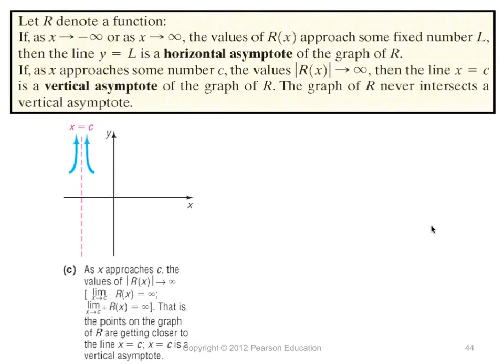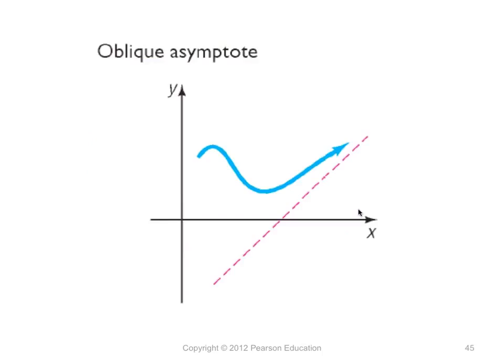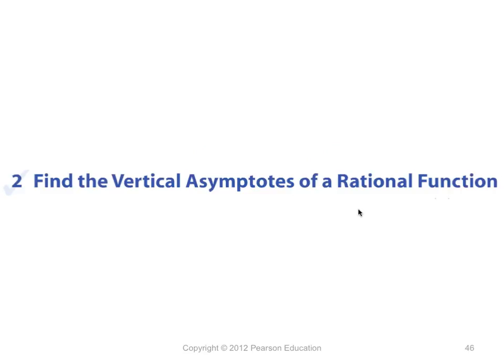Those are the values that x approaches as we get closer and closer to the line. If y is approaching infinity or negative infinity, like this one down here, as x is getting closer and closer to some value c, then x equals c is going to be a vertical asymptote. We can also have oblique asymptotes, which we'll talk about in just a minute.